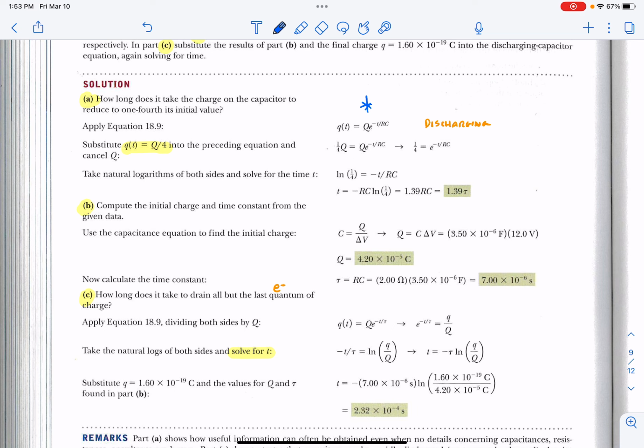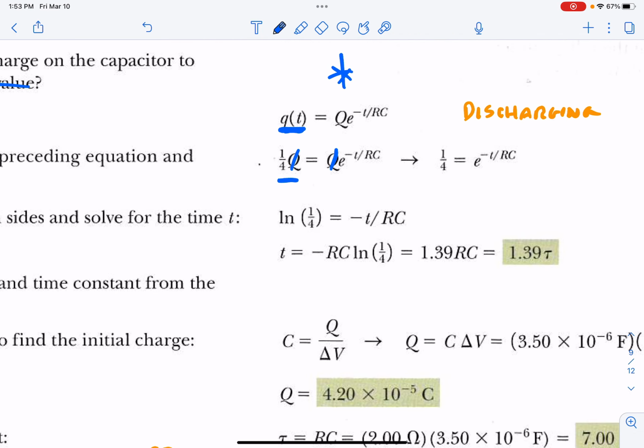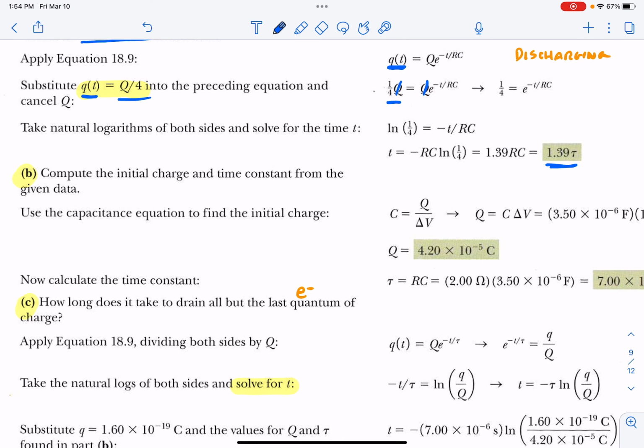And we're trying to find 1/4 of the initial value, which means this charge at some time t is Q over 4. And so instead of Q at some time t, remember that does not mean Q times t, Q as a function of t, I've substituted in 1/4 Q. Notice that my Q's cancel. And now all I have to do is solve for my time factor in terms of tau. So 1.39 tau is how long it's going to take for this to discharge 1/4 of the way.